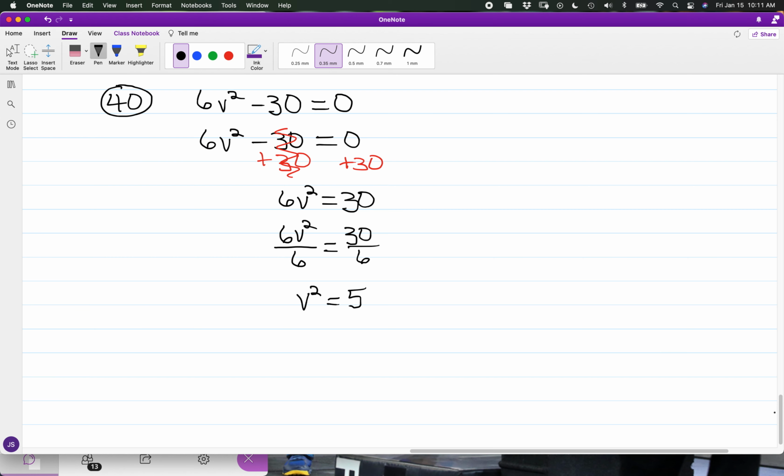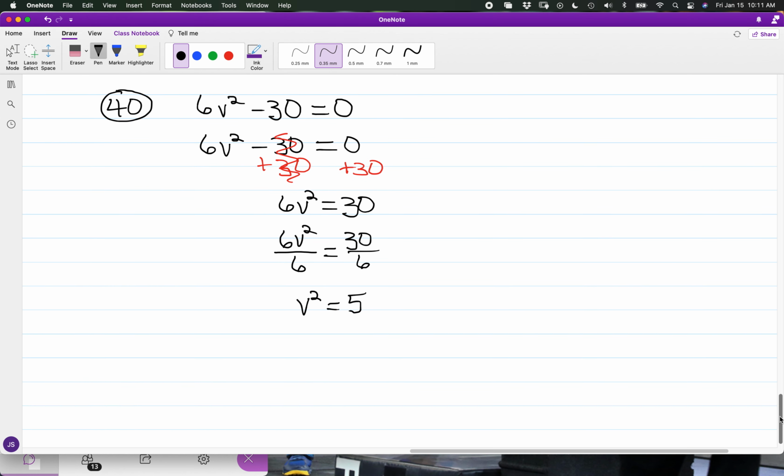And just like what we have with x squared, we're going to have with v squared, and your p-value is going to be 5. So if we go from v squared to v, we're going to have plus or minus the square root of 5. And just separating the solutions, we're going to have the negative square root of 5 as well as the positive square root of 5.